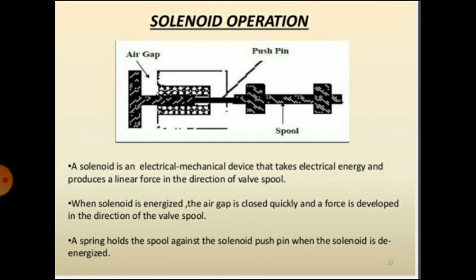Then solenoid operation. A solenoid is an electromechanical device that takes electrical energy and produces a linear force in the direction of the valve spool. When the solenoid is energized, the air gap is closed quickly and a force is developed in the direction of the valve spool. A spring holds the spool against the solenoid push pin when the solenoid is de-energized.